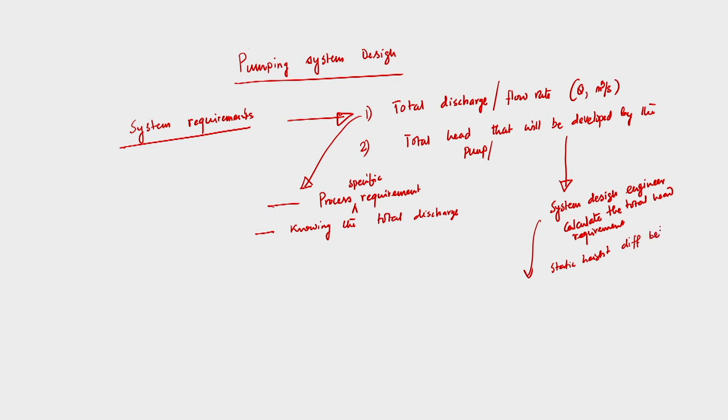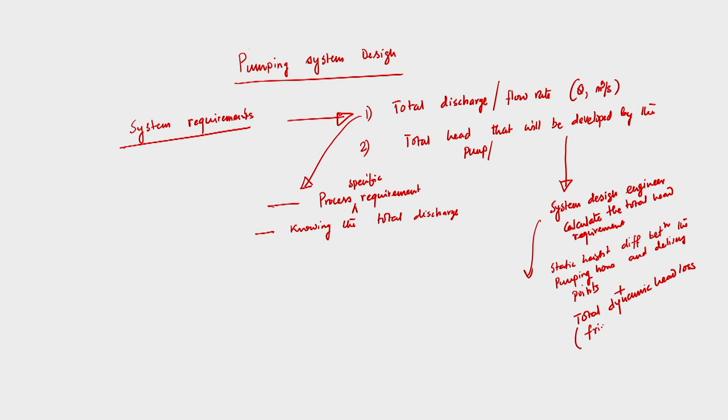Static height difference between the pumping system, rather the pump impeller axis level, where the pump house is located, and the delivery points, rather where the pump should supply or discharge water or any fluid, plus the total dynamic head loss, which will take into account the frictional losses in pipes.